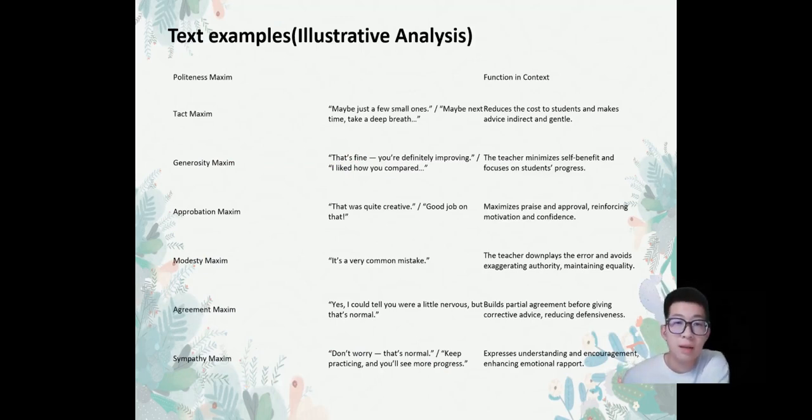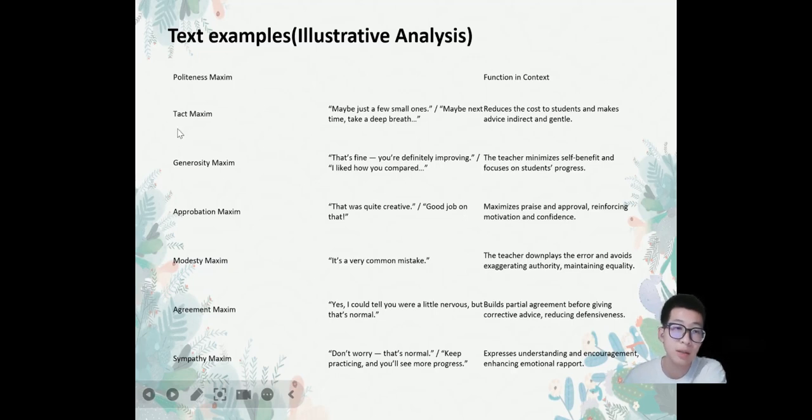First, the tact maxim. Maybe the teacher said, "maybe just a few small ones." The teacher uses "maybe" to reduce the cost to students and makes the advice indirect and gentle. So by using "maybe," the teacher gives students feedback in an indirect way and tries to maintain students' self-esteem and make them feel less awkward when pointing out their mistakes.